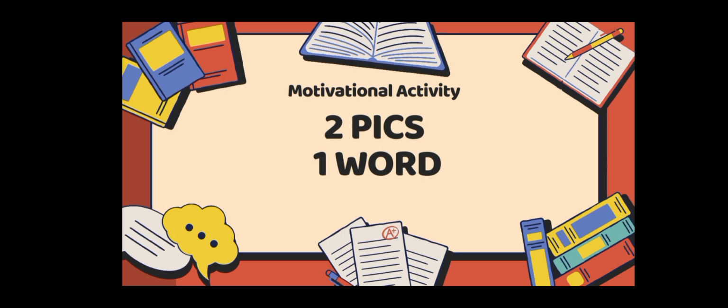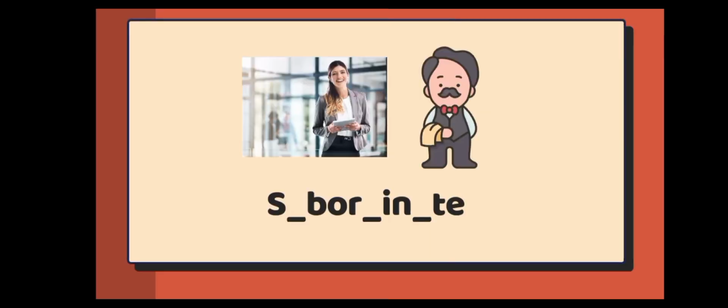Let me read the mechanics once again. You need to guess what word is the answer based on the two pictures presented as hints. Everyone, are you all ready? If so, then let us start. The first question. Does anyone already know the answer just from looking? No? Okay, let me tell you the clues. The clues presented here are a person and a servant.